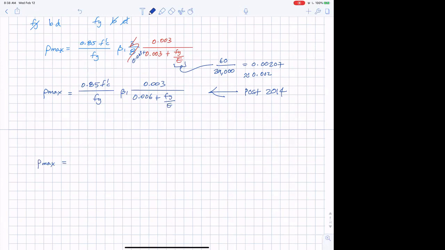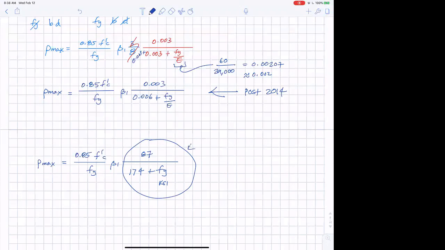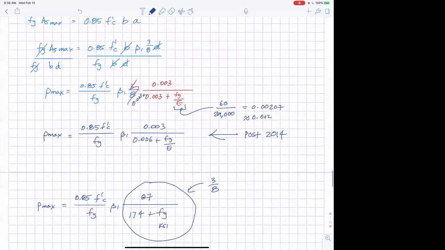this is what happens when you're being lazy like I am. 0.85 F prime C over Fy beta 1. Okay, so 0.003 times 29,000 is 87. 0.006 times 29,000 is 174 plus Fy in KSI. Okay, and so what I'm saying is that this thing here, when Fy is 60, that's about 3/8, the same as before.